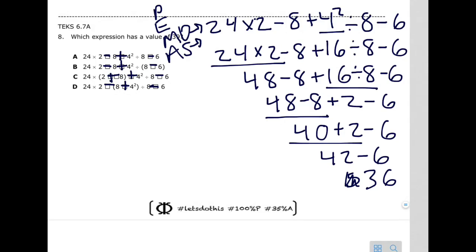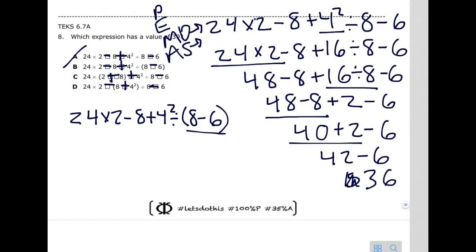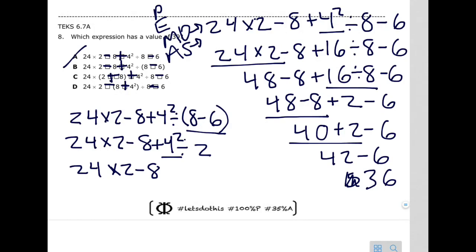So answer choice A is incorrect because the value of that is 36. Now I'm going to try the next one. 24 times 2 minus 8 plus 4 squared divided by 8 minus 6. So step 1, parentheses, 8 minus 6 is 2. Bring down the rest. Next is exponents. 4 squared is 4 times 4, which is 16.